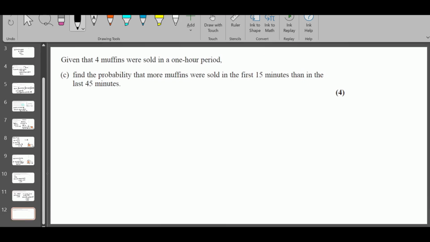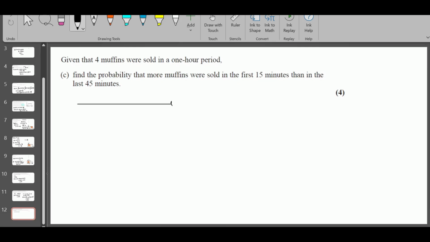Question number C. Part C now. Given that 4 muffins were sold in 1 hour period, that's a condition. Find the probability of something. Looks like a conditional probability. Find the probability that more muffins were sold in the first 15 minutes than in the last 45 minutes. Okay, that's a little trickier question. We need to understand it first.